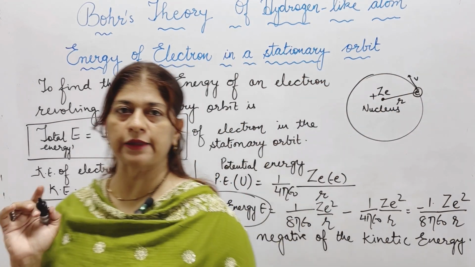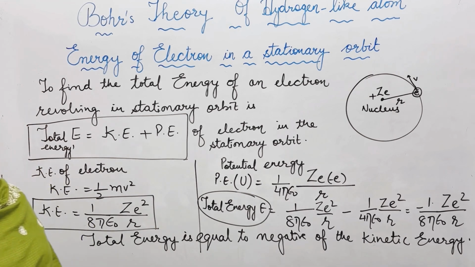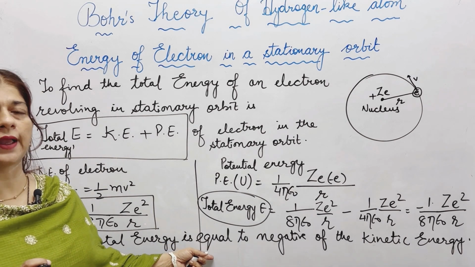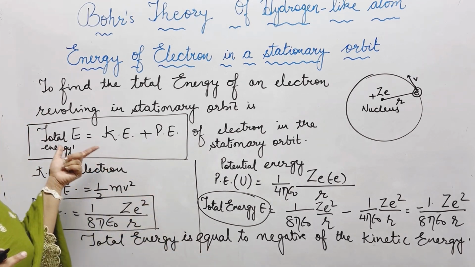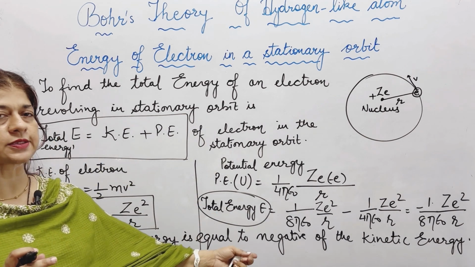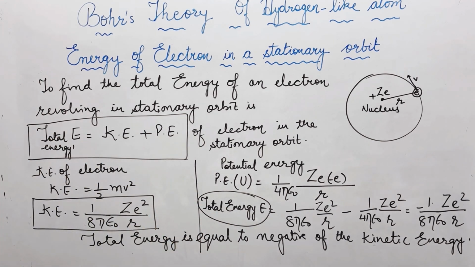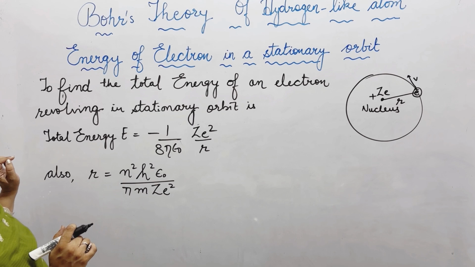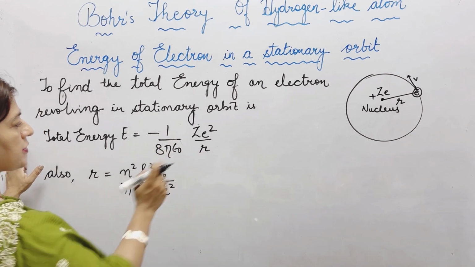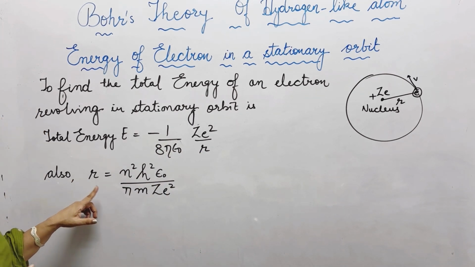Sometimes questions come like this also: derive an expression to show that the total energy is equal to the negative of the kinetic energy. Again, what you have to do, you have to find out the total energy and the result will be giving us the conclusion. Now we have found out the total energy, and also in this expression r is the radius, and for the radius already we have derived an expression.